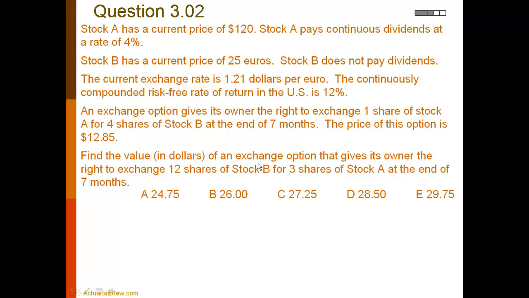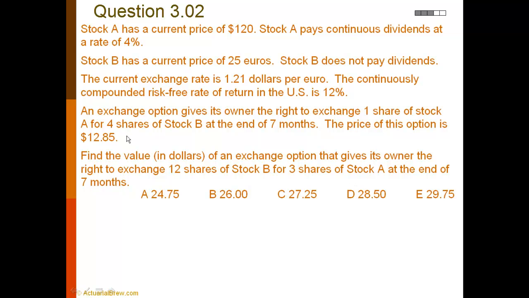We need to find the value of an exchange option that allows us to give up 12 shares of stock B and get 3 shares of stock A. The first thing I want to point out about this question is that this option is not a currency option, it is an exchange option. I realize that there are currencies involved, and I've included those to make the question look a little bit more confusing. But fundamentally here, we're really just talking about exchanging shares of stock B for shares of stock A.